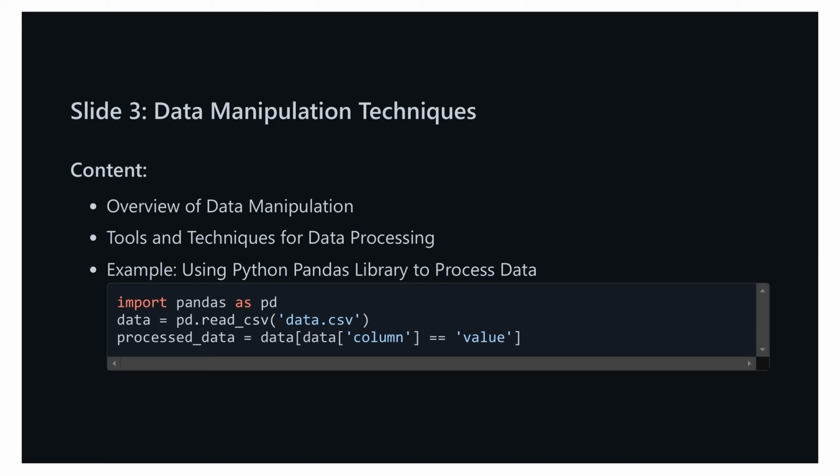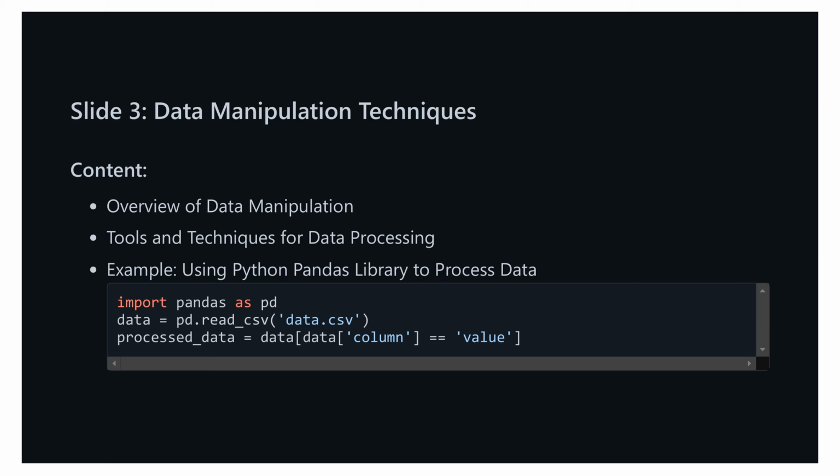On the previous slide, we discussed the importance of customizing scripts for information gathering. We looked at techniques to enhance the efficiency of gathering data and provided an example of modifying a Python script to scrape web pages. Now we'll shift our focus to data manipulation techniques, which is a critical skill for processing and making sense of the data we gather. In this slide, we will provide an overview of data manipulation and delve into the tools and techniques that are commonly used to process data.